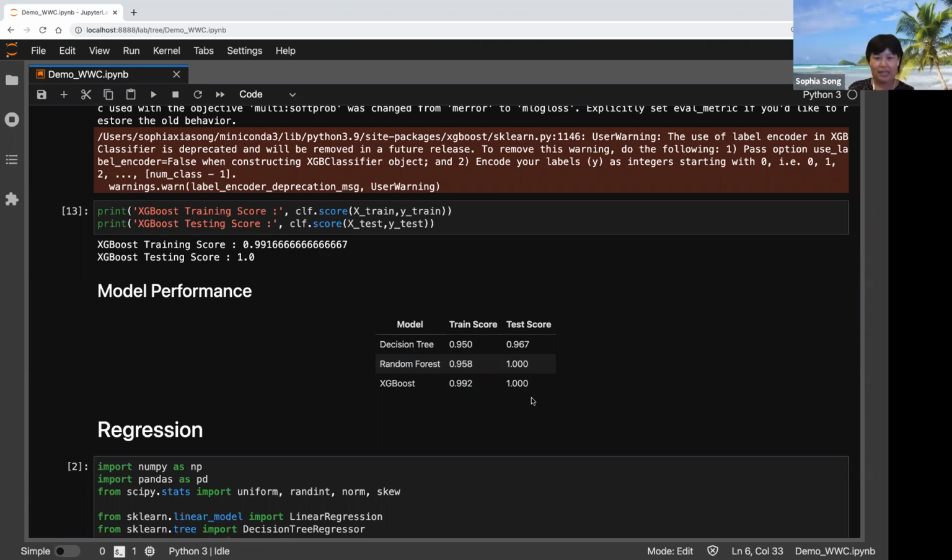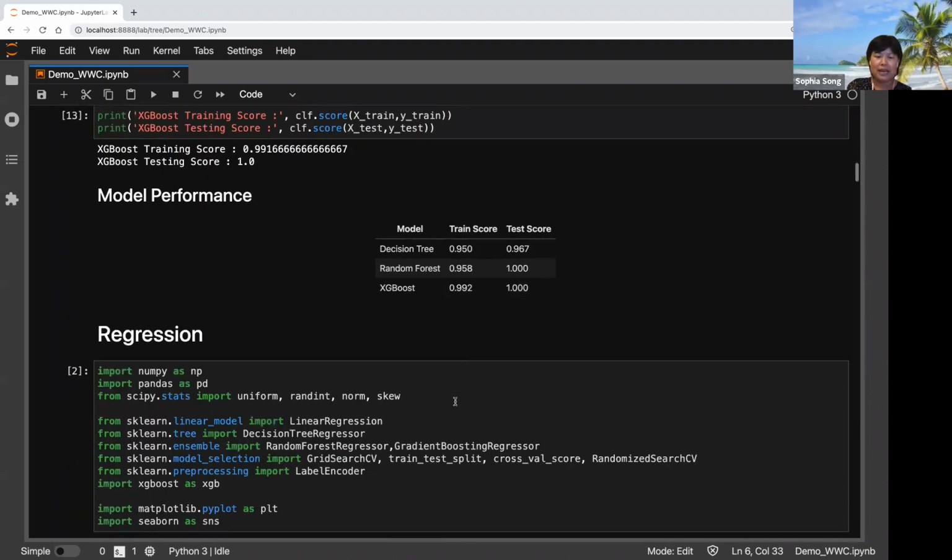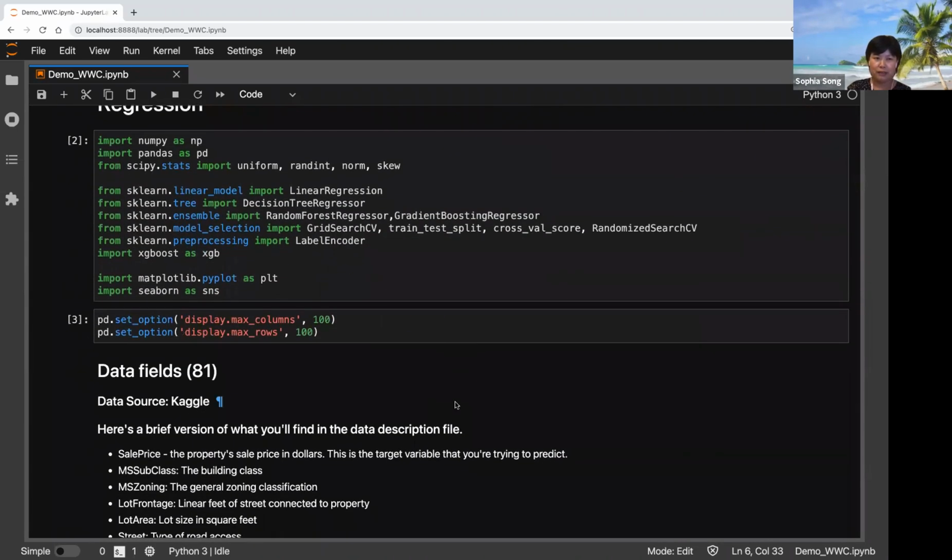So even when XGBoost is compared, it can sometimes be better than the neural network, but sometimes it's equal. At least sometimes it's equal to the neural network's model performance. So that's the classification, and now I have the regression demo.